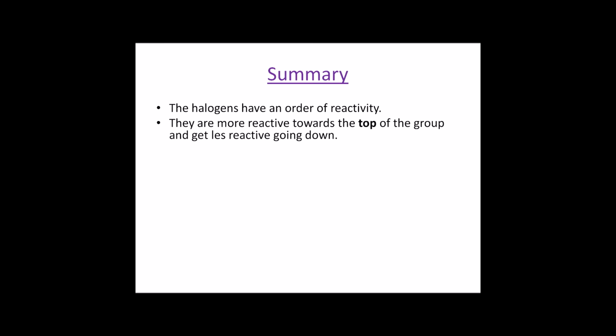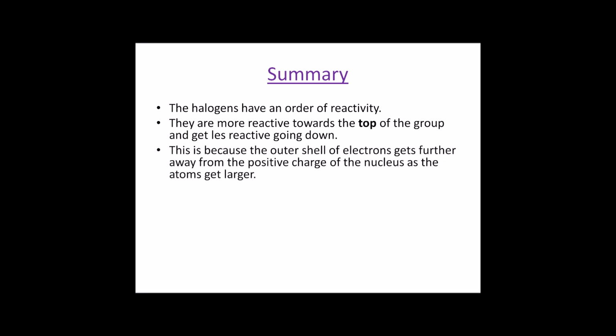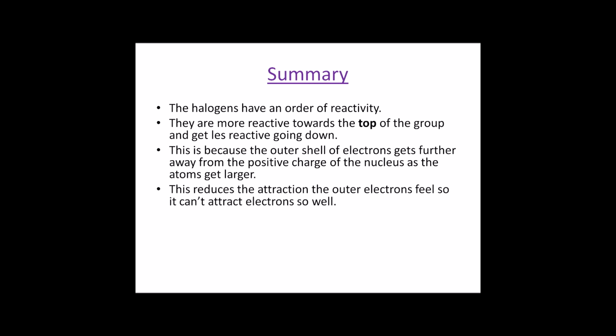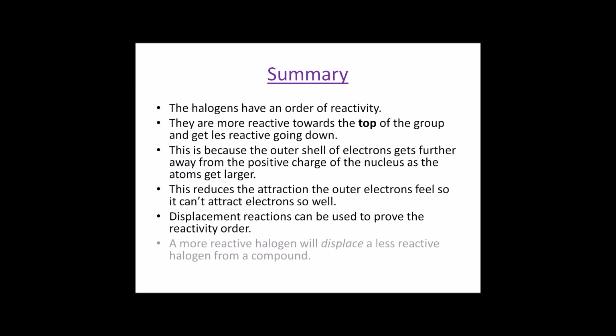Okay, summary time. So the halogens have an order of reactivity, just like the group 1 elements. However, they are more reactive towards the top of the group and get less reactive going down. This is because the outer shell of electrons gets further away from the positive charge of the nucleus, because the atoms are getting larger as we go down the group. This means that the outer shell electrons feel less of an attraction, and we can use displacement reactions to prove the order of reactivity. And a more reactive halogen will displace a less reactive halogen from our compound.